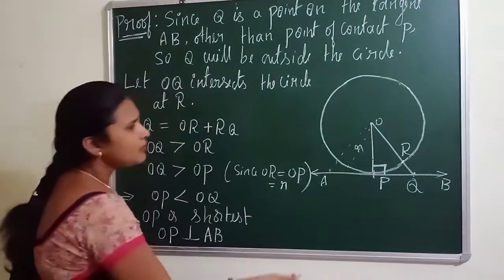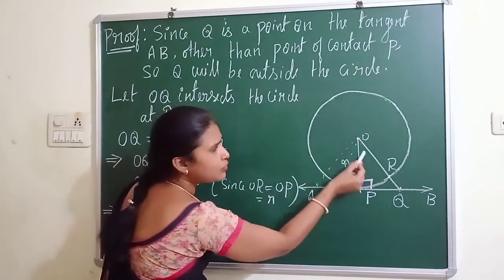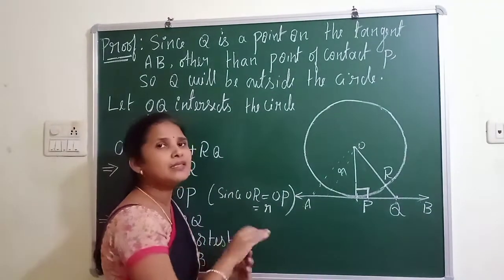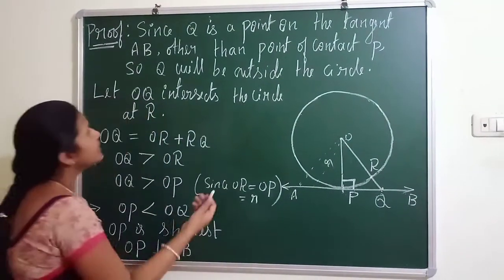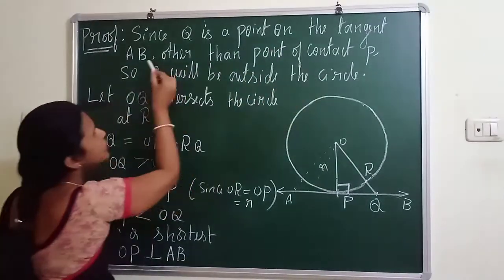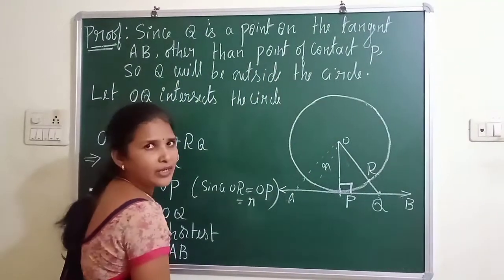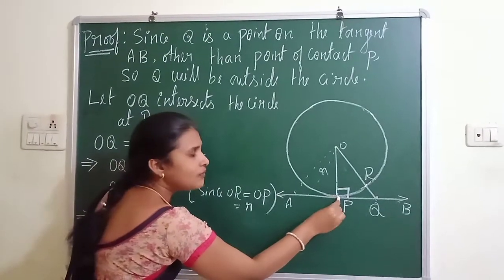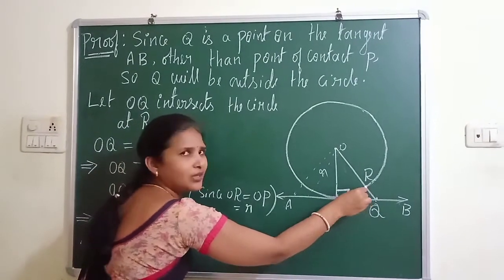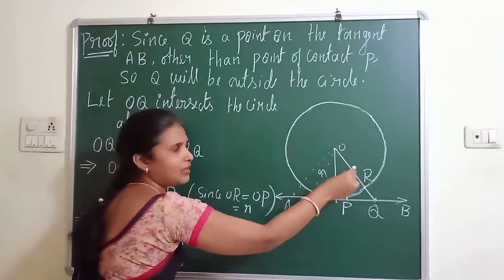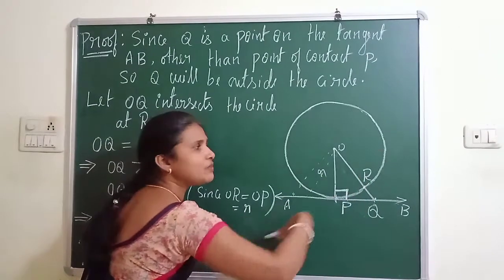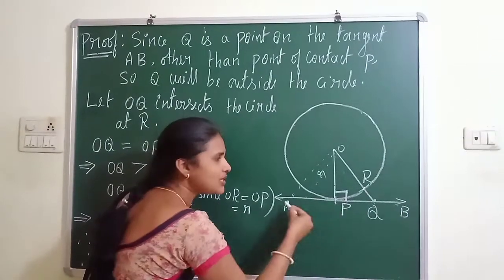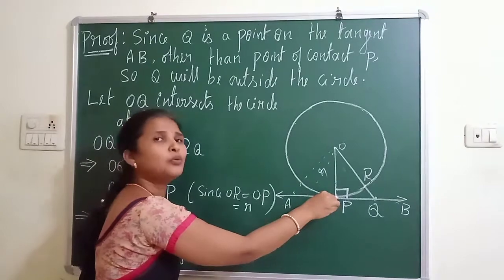Now here you can see that I have joined OQ. When you join OQ, do you think Q lies outside the circle, inside the circle, or on the circle? Since Q is a point on the tangent AB other than the point of contact, as you know, the tangent meets the circle at exactly one point. So Q cannot be on the circle, and Q cannot be inside the circle. If Q is inside the circle, it becomes a secant. And Q cannot be on the circle because this is a tangent, which meets at exactly one point.